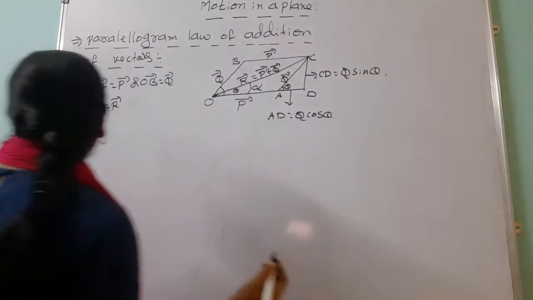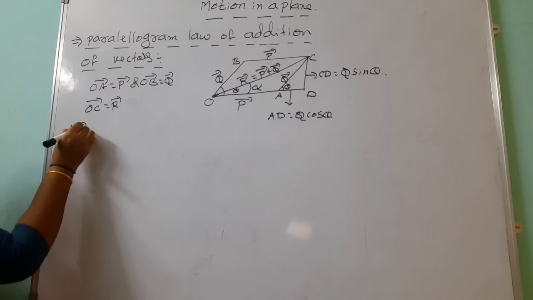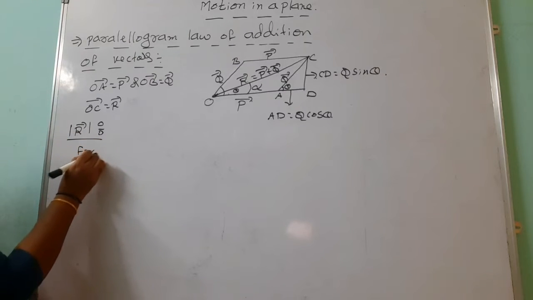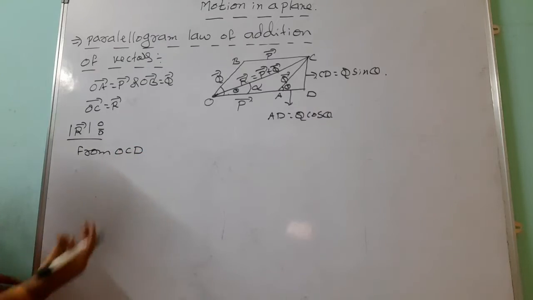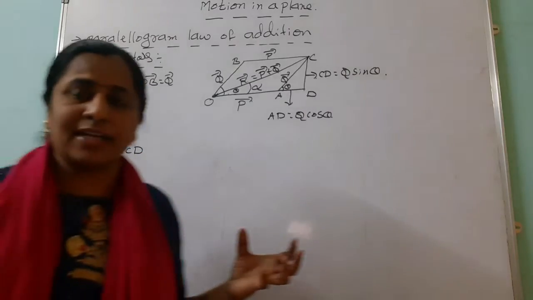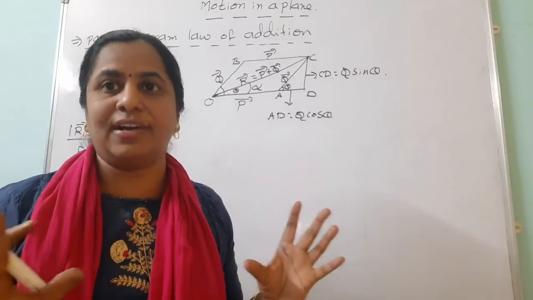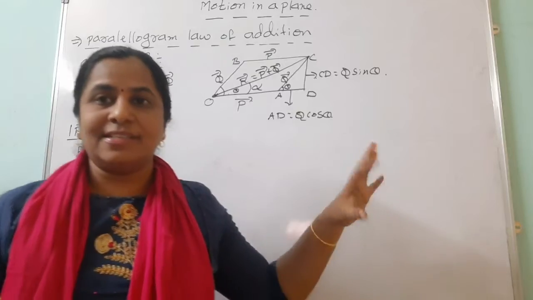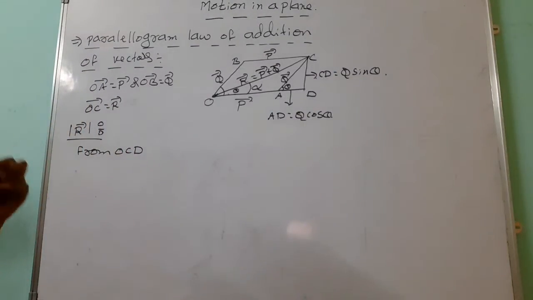First we should concentrate on the resultant. The magnitude of that resultant we represent as mod of R bar. From the right-angled triangle OCD, there is a simple method. But people are confused here, and they are giving the wrong answer. Most people make mistakes while doing this. The statement is over. The next thing is how to find the resultant.